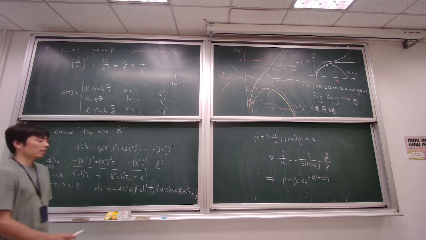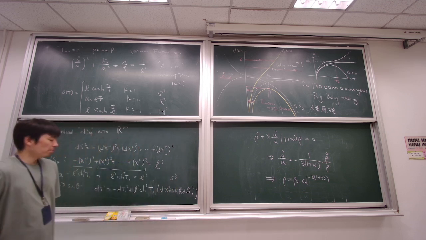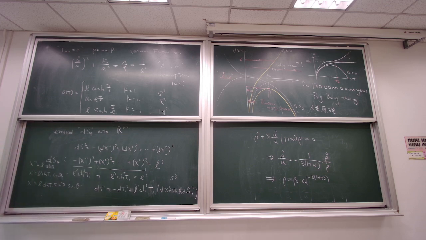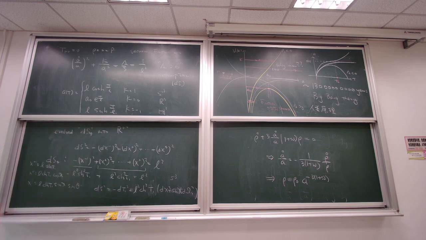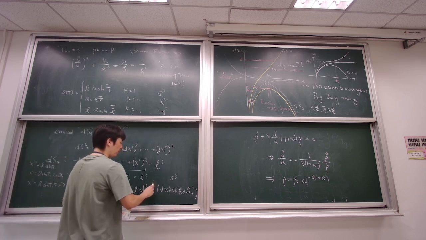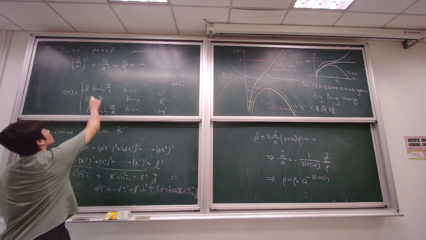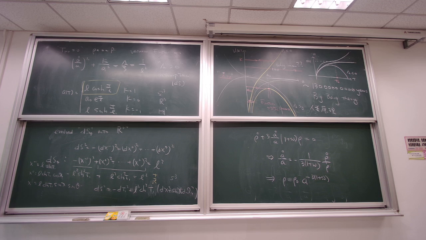So this is the S3 metric, and then you have this metric. Once you set tau 1 to be T over L, that is exactly this guy, the solution for k equal to 1. Okay.